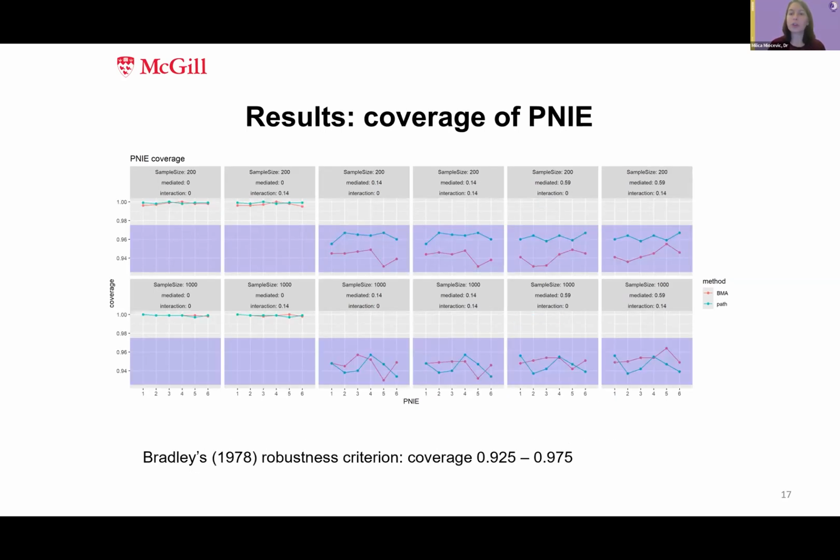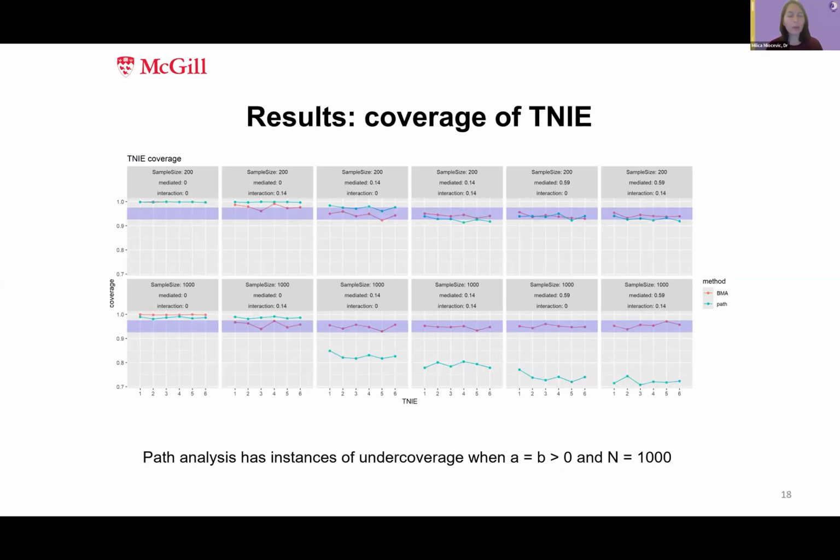When we look at coverage for the pure natural indirect effect, here, the purple bound represents the limits of Bradley's robustness criterion. So for nominal coverage of 0.95, the bound covers values between 0.925 up to 0.975. So we see that both Bayesian model averaging and path analysis using the bootstrap had adequate coverage for the pure natural indirect effect. Moving on to the total natural indirect effect, we see that Bayesian model averaging had adequate coverage across the board, whereas path analysis had instances of coverage below the nominal value when the A and the B path were non-zero and the sample size was equal to 1000.